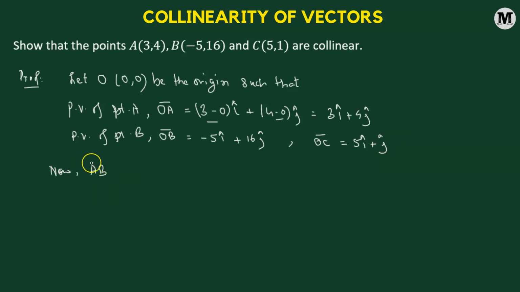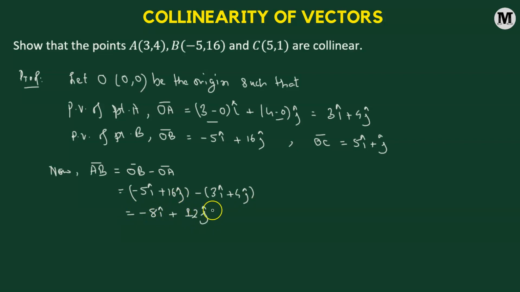The AB vector is given by the OB vector minus the OA vector. That means we are taking the end point and subtracting the initial point. So what is the OB vector here? OB vector is negative 5i cap plus 16j cap, and from here we subtract the vector OA, which is 3i cap plus 4j cap. So this is going to be negative 8i cap, and 16 minus 4 is 12, so we have 12j cap. So here we have the vector AB.